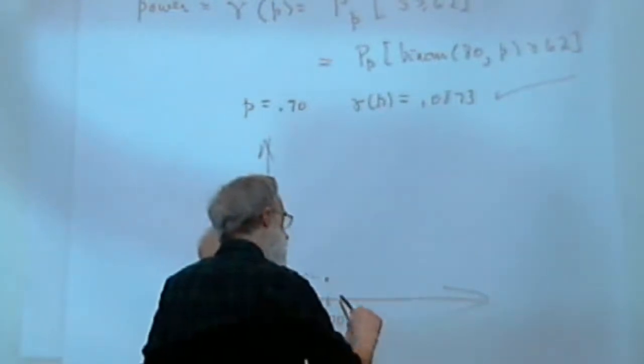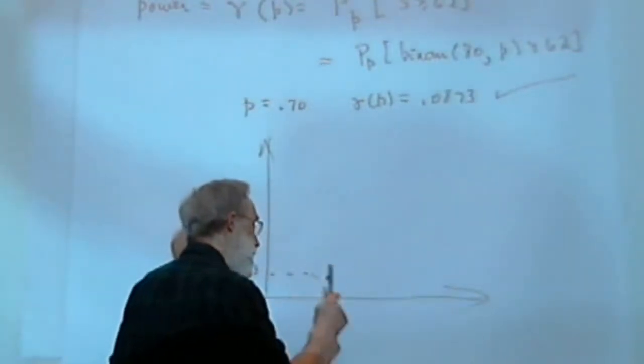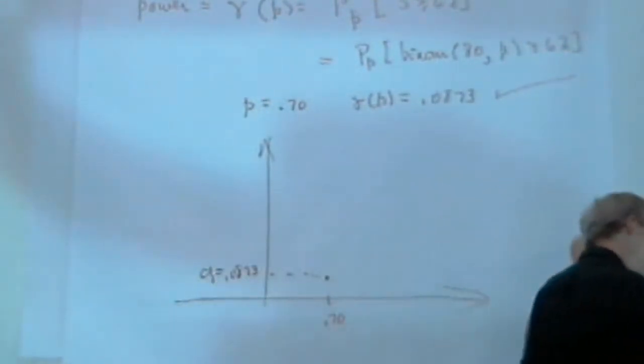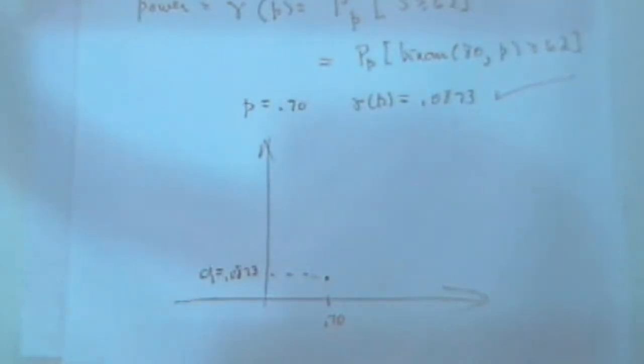If you think about it, it's a probability, so it's going to get high, approaching 1, as p grows.